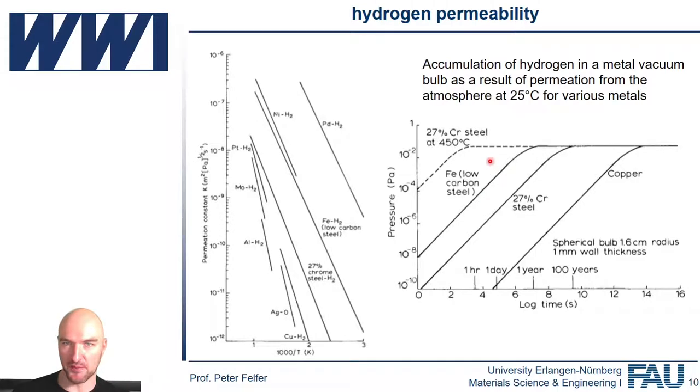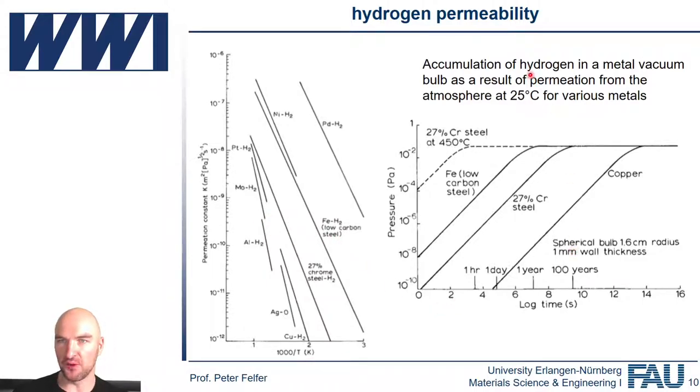And the reason that we have problems with stainless steel is that it has hydrogen. It's a host for hydrogen, and it has hydrogen permeability. So you can see here the permeation constant for hydrogen for different metals. Okay, this is low carbon steel. This would be even worse. This is austenitic steel. And the permeation constant, depending on temperature, is much higher than, for example, for aluminium. Unfortunately, titanium is missing here.